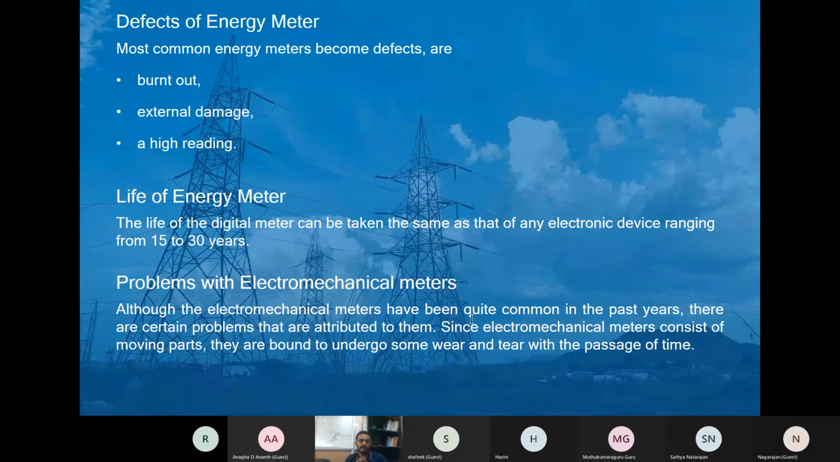The mechanical gear lubricants may dry up, resulting in the breaking of gear teeth, which also affects the energy consumption readings. Also, electromechanical meters may become miscalibrated if they experience sudden shock, vibration, or shorts, which may cause a jolt or a sudden stoppage of the rotating disc. So over the years, the accuracy of the electromechanical meter will diminish.